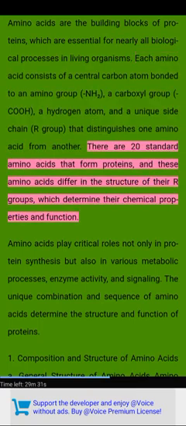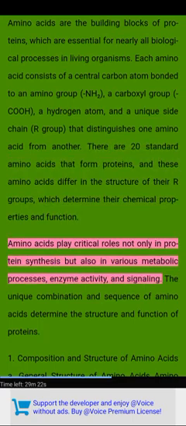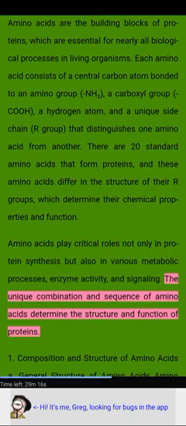There are 20 standard amino acids that form proteins, and these amino acids differ in the structure of their R groups, which determine their chemical properties and function. Amino acids play critical roles not only in protein synthesis but also in various metabolic processes, enzyme activity, and signaling. The unique combination and sequence of amino acids determine the structure and function of proteins.